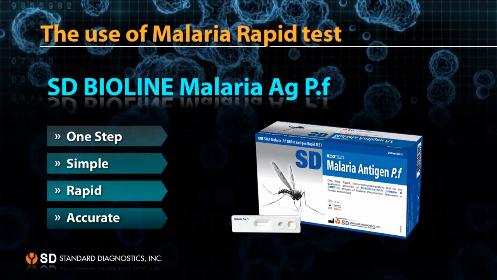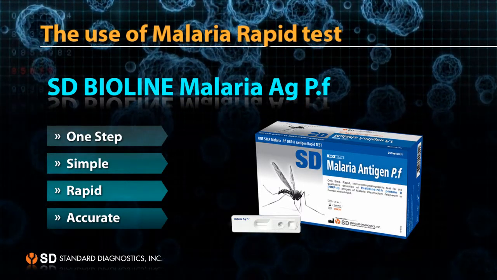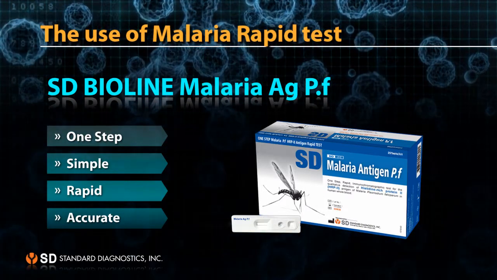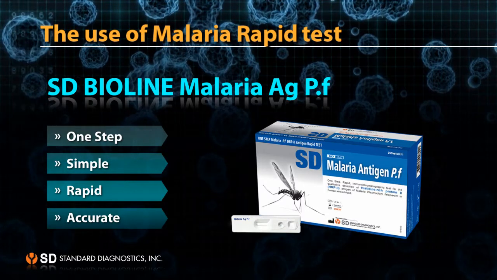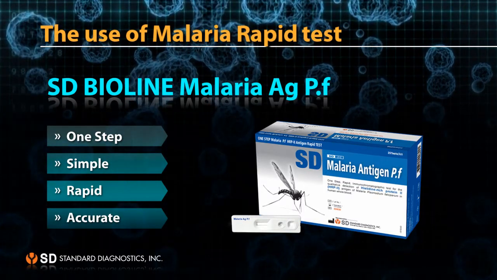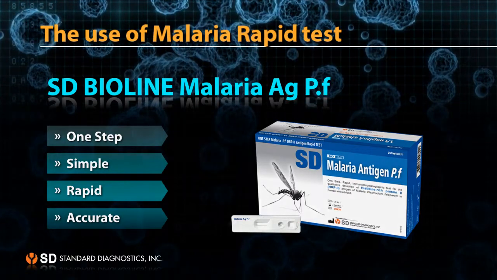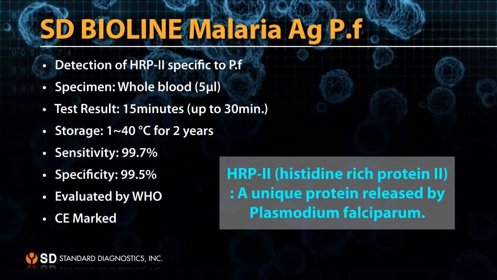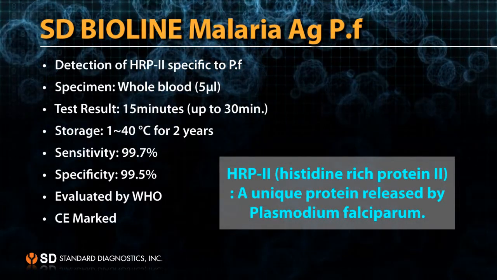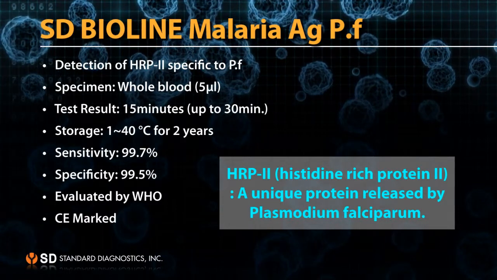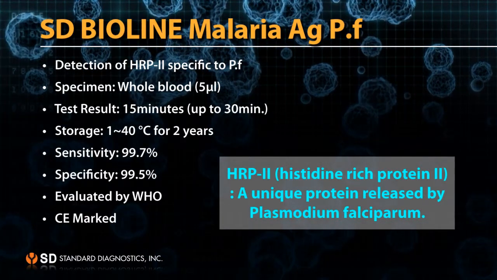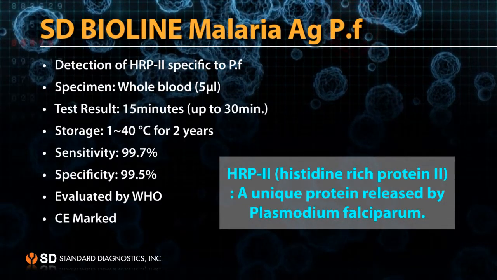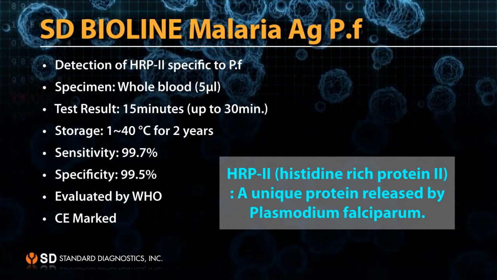Malaria Rapid Diagnostic Tests, RDTs, assist in the diagnosis of malaria by detecting evidence of malaria parasites in human blood. Malaria Antigen PF Rapid Test is a one-step, simple, rapid and accurate test. HRP2 stands for histidine-rich protein 2. It is a unique protein released by Plasmodium falciparum. SD Bioline Malaria Antigen PF Rapid Test is for detection of HRP2 specific to Plasmodium falciparum.